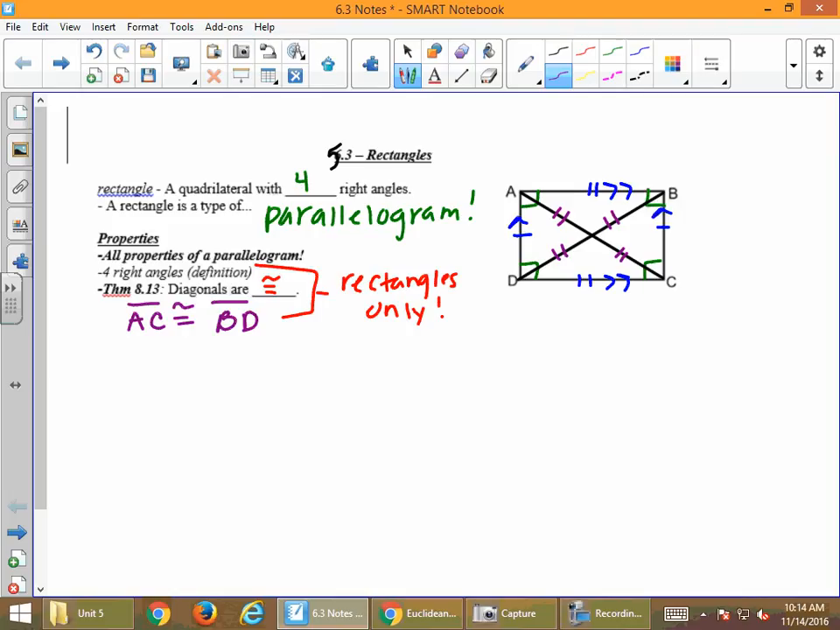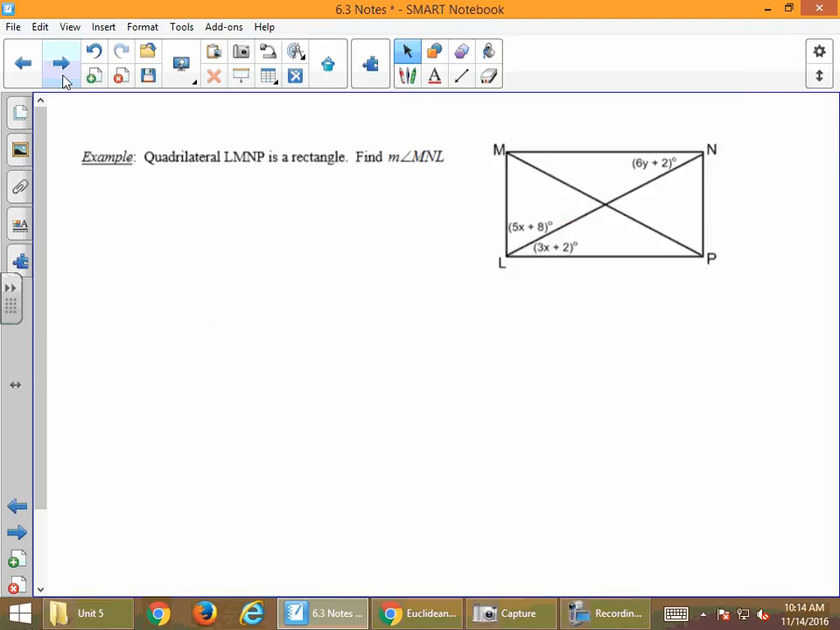Okay, questions over that? All right, let's try some practice here. Talk about our old friend, the rectangle. So quadrilateral LMNP is a rectangle. Find the measure of angle M and L. All right, cool.